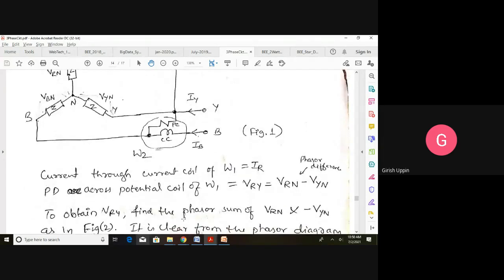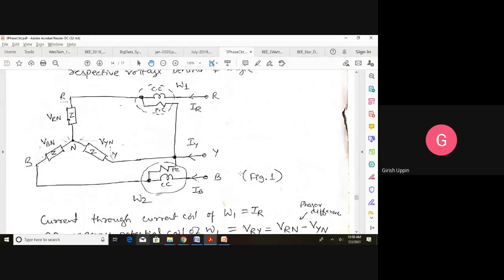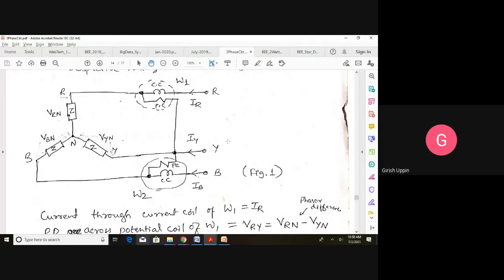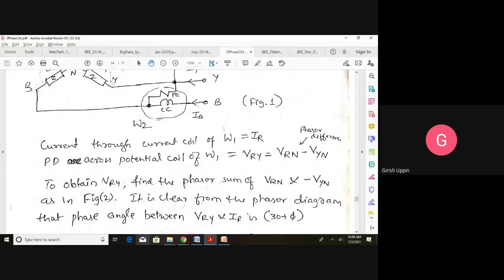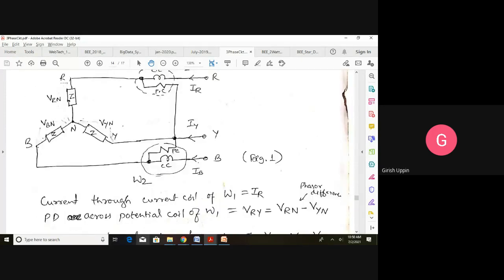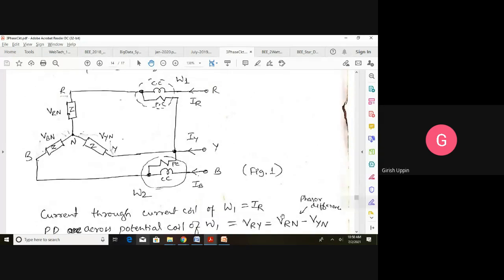Now the current through the current coil of wattmeter 1, we already saw that this is IR. So you have to write a description like that. Potential difference across the potential coil of wattmeter 1, we already saw that it is VRY. Then we break it into phase voltages. If you see, this is R, this is Y. What is the voltage between this point and this point? VRN plus VNY.